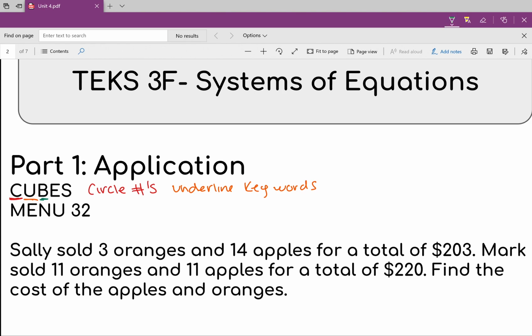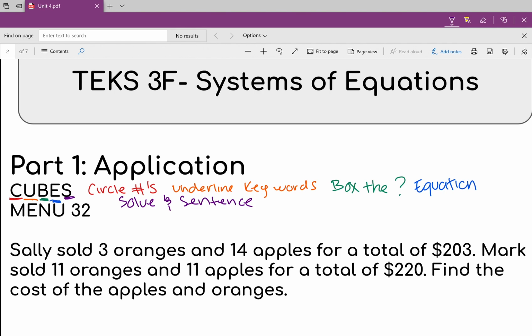B is box the question. I'm just writing a question mark. E is write the equation. So I'm just going to write equation. And S is solve and write a sentence. So solve and sentence. Okay, so this is what CUBES stands for.